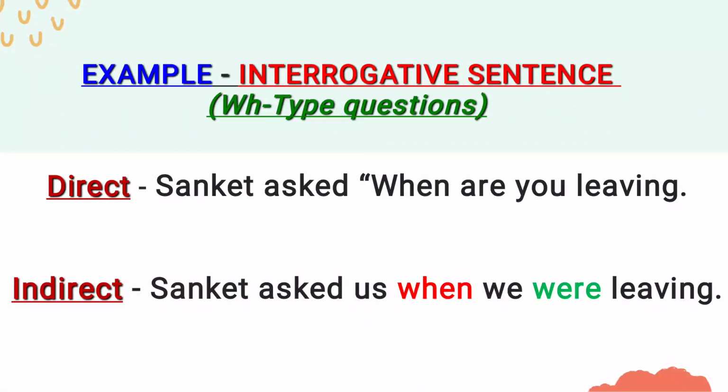Next, examples of interrogative sentences. First one, WH type question. Sanket asked, "When are you leaving?" In indirect speech, the sentence will be: Sanket asked us when we were leaving. So, if the interrogative sentence is a WH type question, at that time we have to use the WH word only as the conjunction. In that case, we don't use any other conjunction.